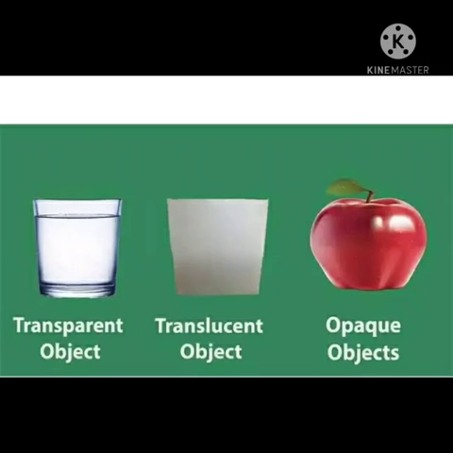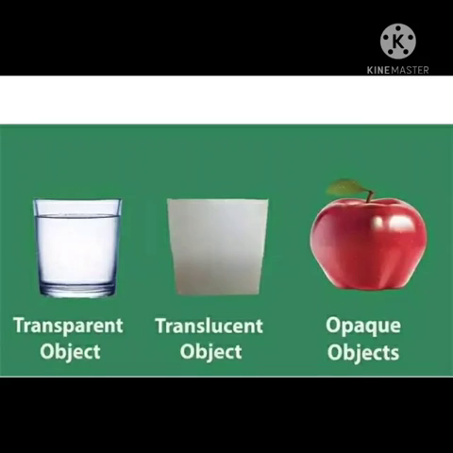Translucent objects. They allow some part of the light to travel through them. When light strikes any translucent object, only some of the light passes through them. Materials like frosted glass, plastics, sunglasses, vegetable oil are translucent objects.